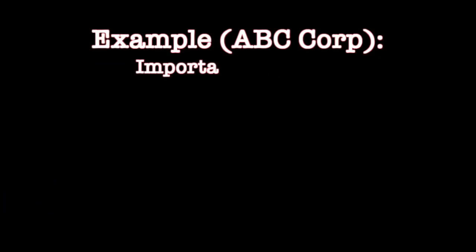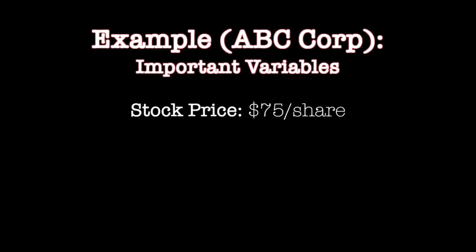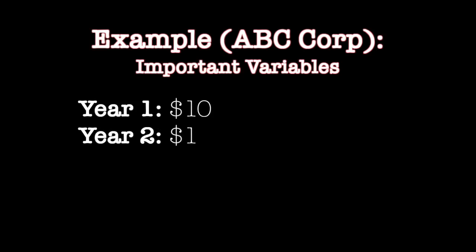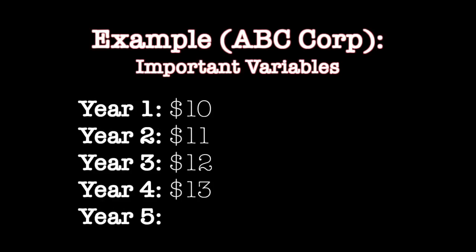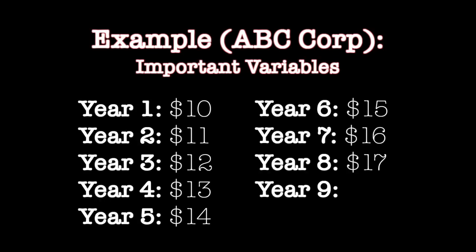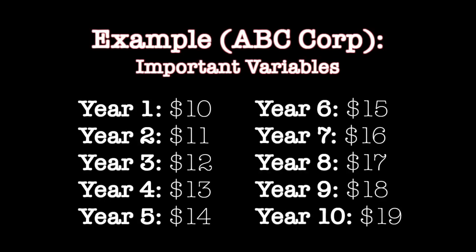Now, let's take a hypothetical company called ABC Corp. ABC Corp stock is selling at $75 per share, and we want to know if the stock is undervalued compared to its intrinsic value. Let's say ABC Corp will operate over a 10-year period and make $10 per share in the first year, growing its annual earnings by $1 every year, all the way to $19 per share at the end of year 10, in which it will stop operating.